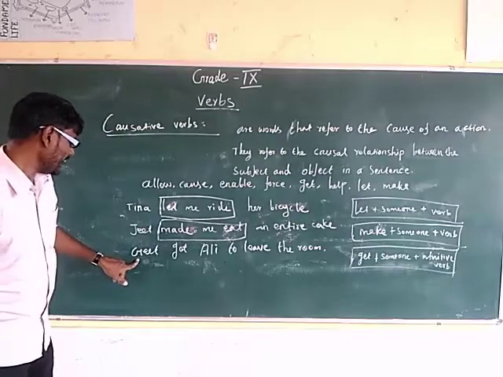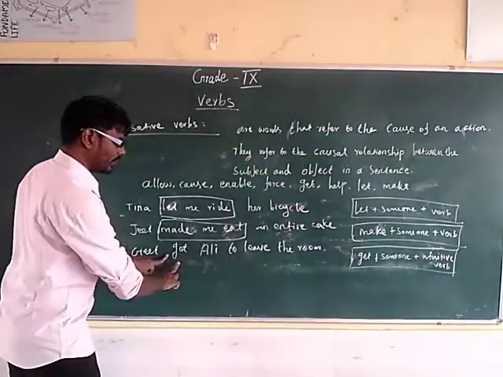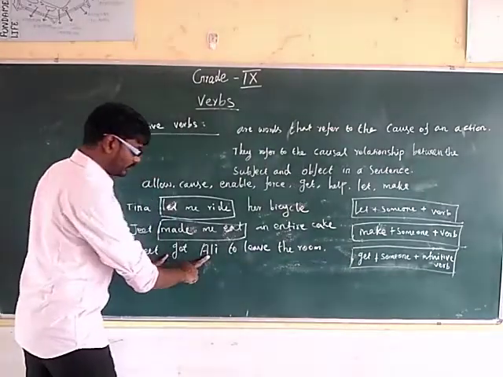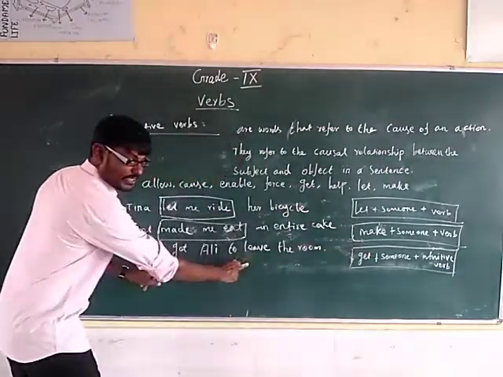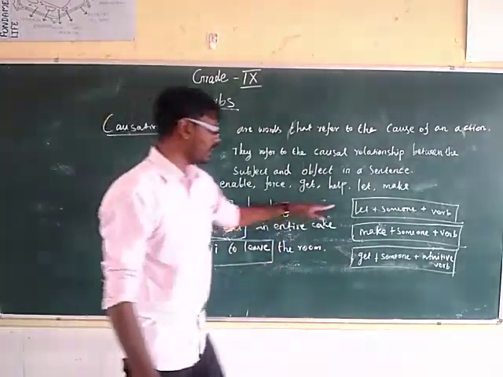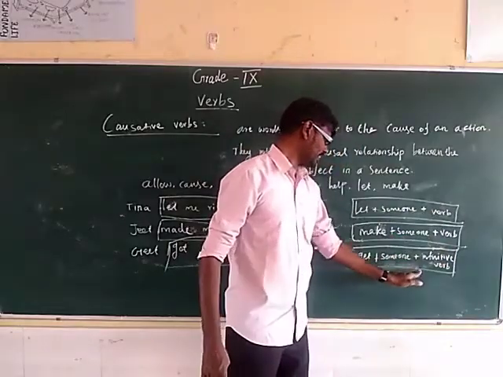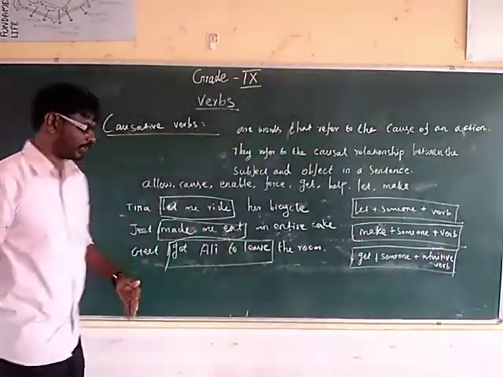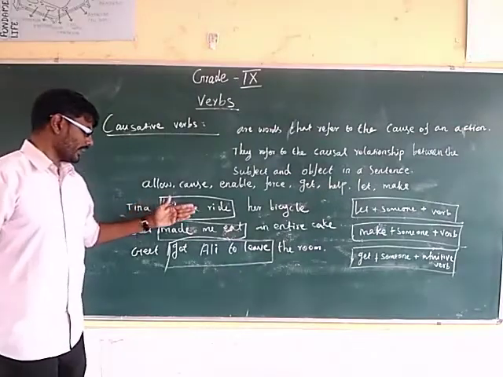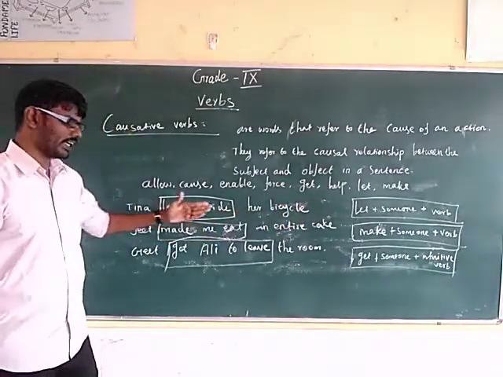He got Ali to leave the room. Get plus someone, Ali, plus to leave. To leave is an infinitive. This is the structure for causative verbs. First, let someone plus verb; make someone verb; get someone plus infinitive verb. Tina let me ride her bicycle.